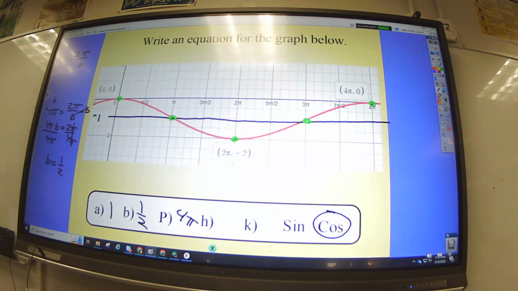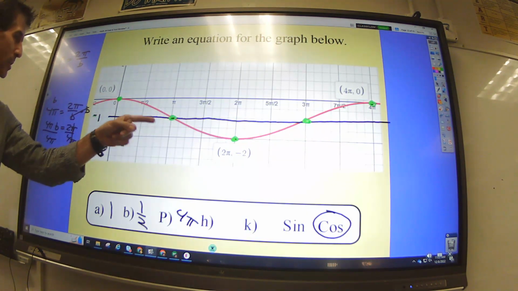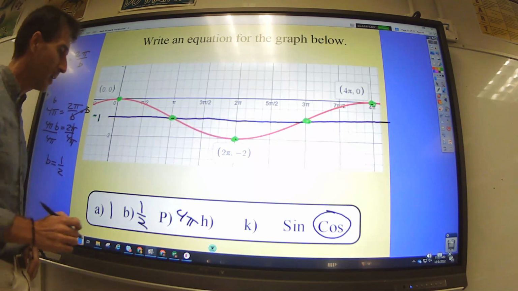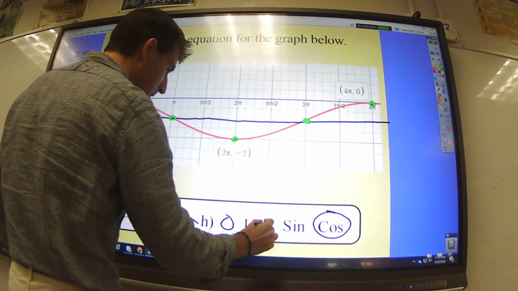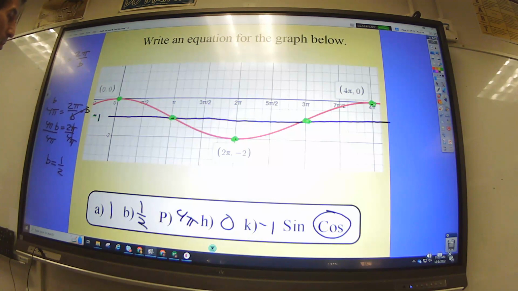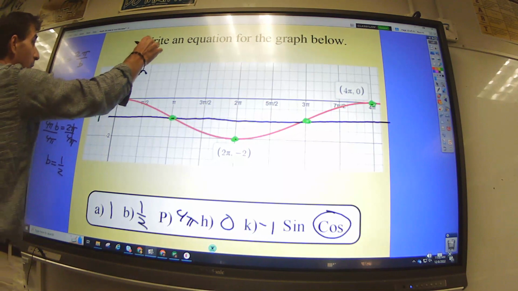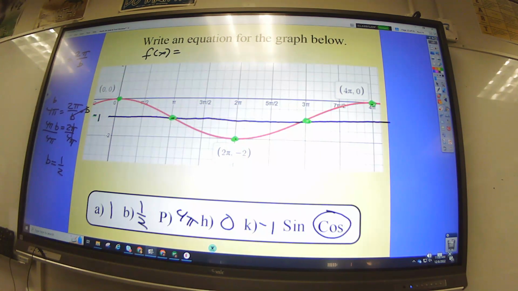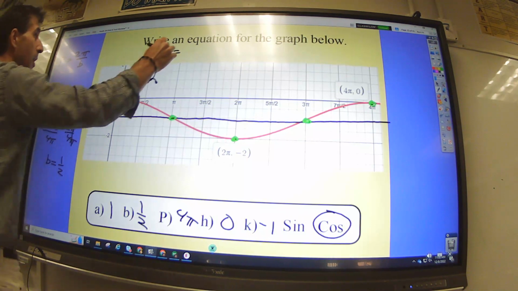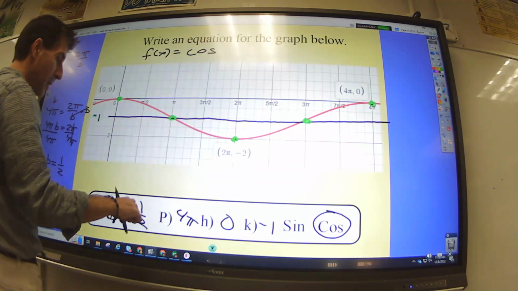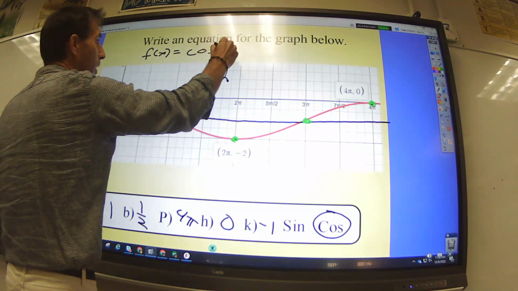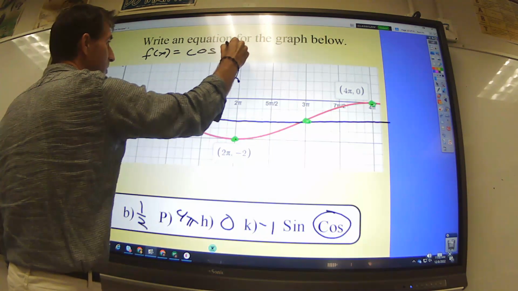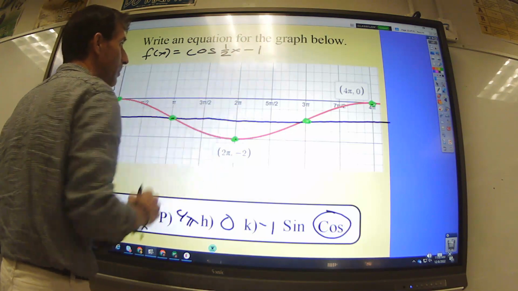H. Okay. Is there a shift? No, because I got my 1, I got my 0, I got my 0. K is what? -1. So it looks like to me, f of x equals 1 times cosine of (1/2 x) minus 1.